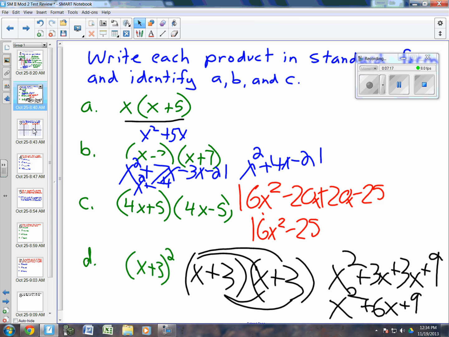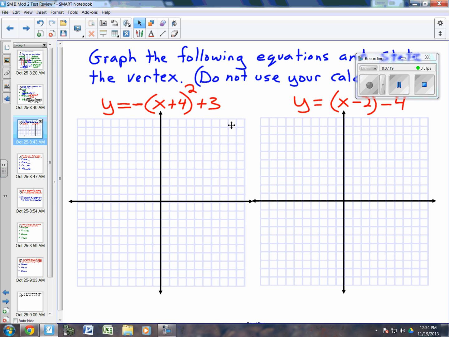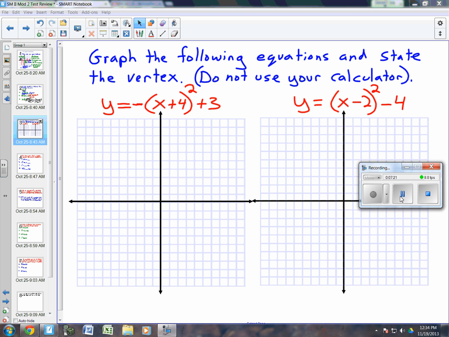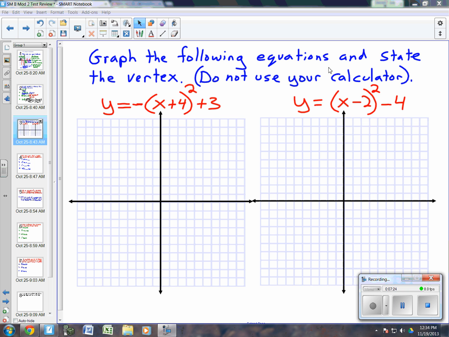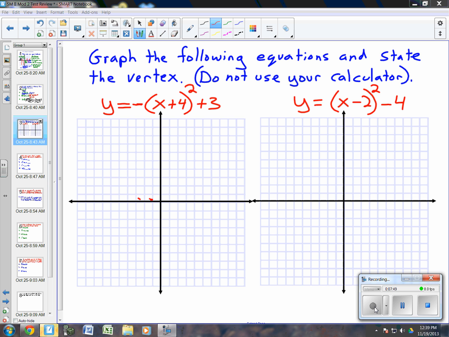Okay, next one, you guys. I'm going to give you a few minutes on this one. This one right here, you're supposed to graph the following equations and state the vertex. Do not use your calculator. So just looking at it, this is in vertex form, knowing what the vertical stretch is, you should be able to graph it. I'll give you a few minutes to do it before we expand. Okay, well, you got to graph the whole equation. So I'd start with the vertex. That's what I'd start with. Don't do that, guys.